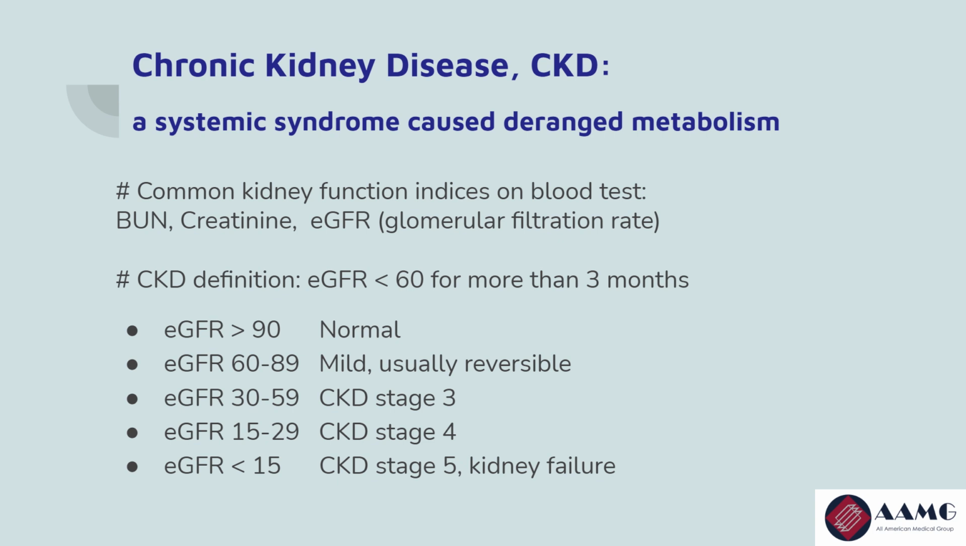That's what we usually look at to determine a person's kidney function or whether a person has chronic kidney disease. The current definition for CKD is when the GFR is less than 60, which means the kidney is working at below 60% of its full capacity for more than 3 months. If the GFR is between 30 and 60, we say it's stage 3. If the GFR is between 15 and 30, which means kidney function is at 15 to 30% of full capacity, that's stage 4.